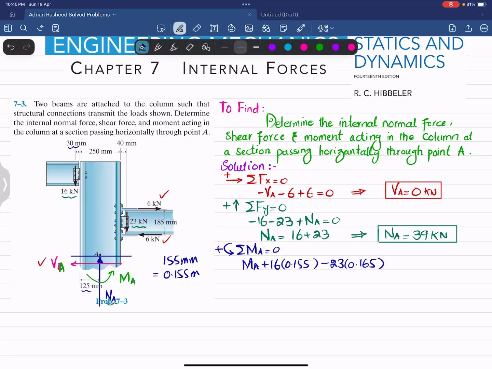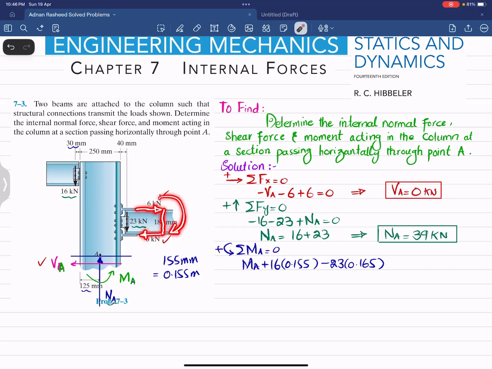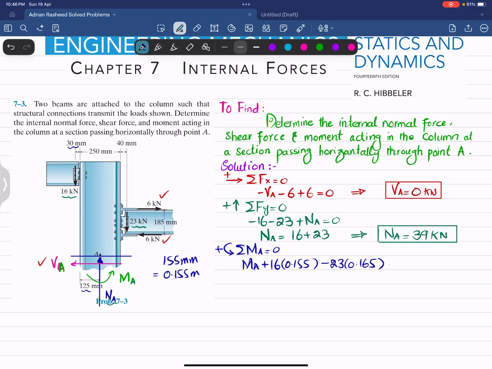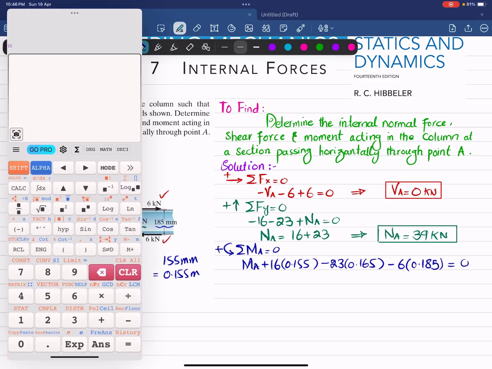The last thing is that you can see this 6 kilonewton load that is acting horizontally, they are non-collinear forces and they will produce a couple, because these forces are acting in different planes and in opposite directions, so it will produce a couple or rotating movement, so this will be negative. So I can write it as minus 6 multiplied by the perpendicular distance between them, 185 millimeter, which is 0.185 meter, and their sum must be equal to 0. So I will calculate one by one.